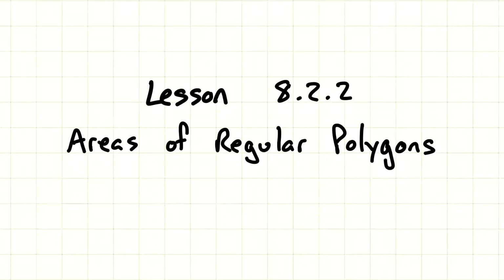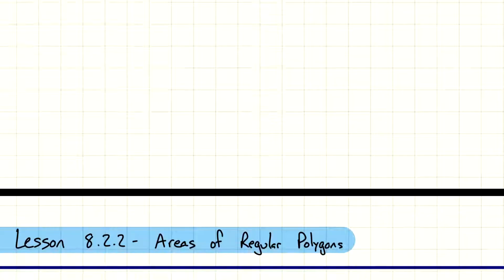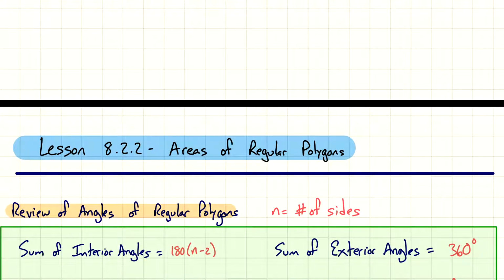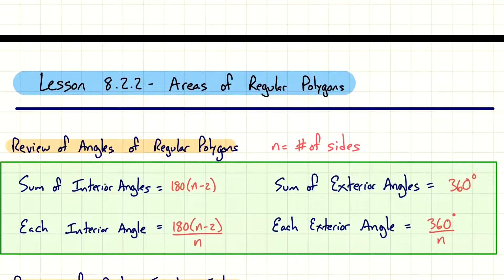Hey everyone, this is lesson 822 on areas of regular polygons. Prior to this lesson, we've been talking about polygons and angle relationships within those polygons. So here's a little bit of a review of a couple things.